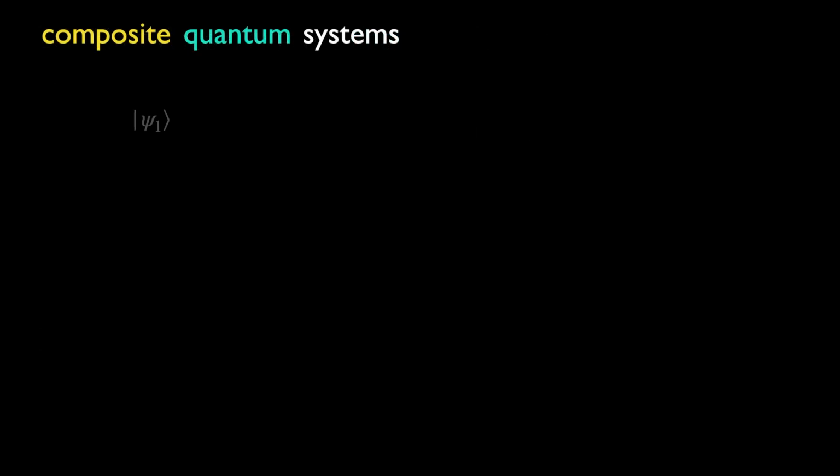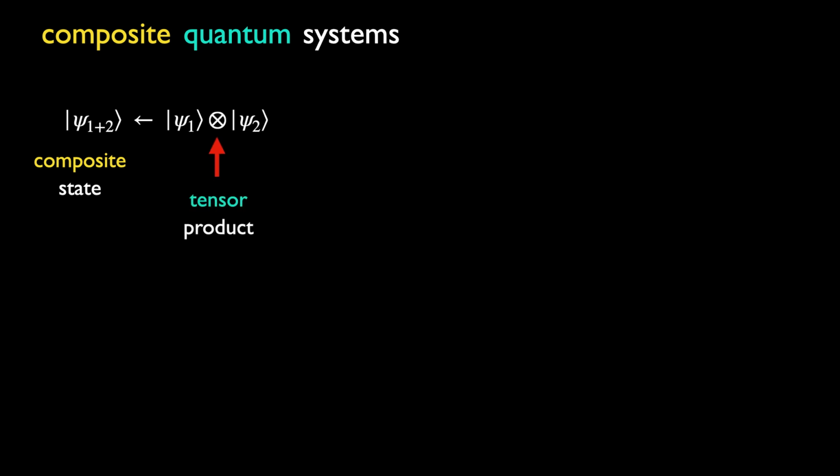Let's start with two systems. Suppose system 1 is in state psi1, while system 2 is in psi2. If the two systems could be described independently, then these two vectors are all we need to describe the composite system. This pair of states will be the state of the composite system. Formally, we denote this by a tensor product, but this is just a simple pairing of states.